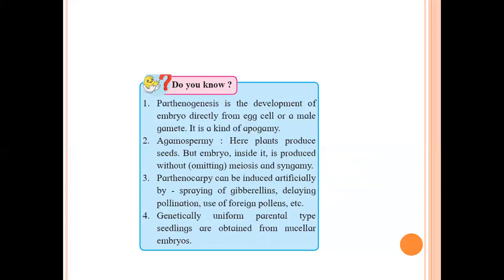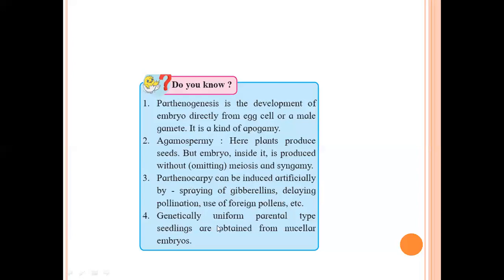Parthenocarpy can be induced artificially by spraying gibberellins. It is a growth hormone. Also by delaying pollination, and use of foreign pollens. So purposefully, manually, parthenocarpy can be induced in horticulture by spraying gibberellins, which are a type of growth hormone. If pollination is delayed, parthenocarpy is induced, and if foreign pollens are deposited there, the same happens. So these are some artificial methods to induce parthenocarpy in flowering plants.